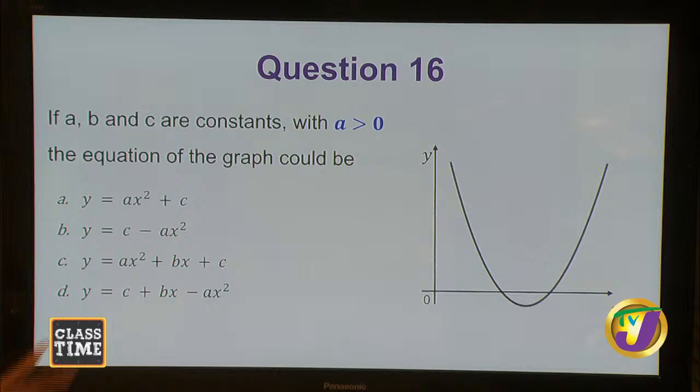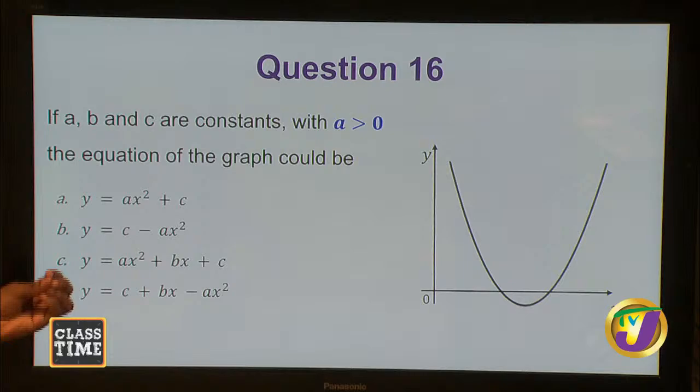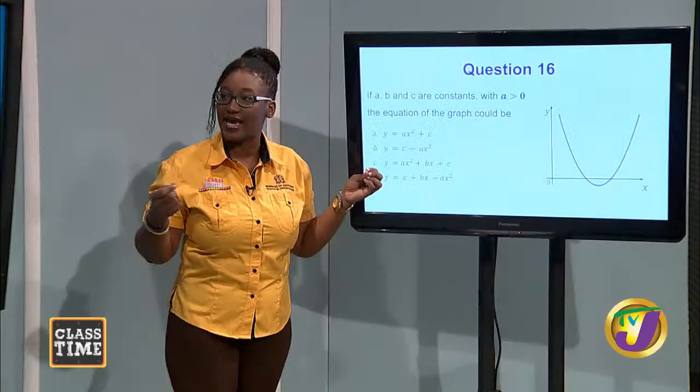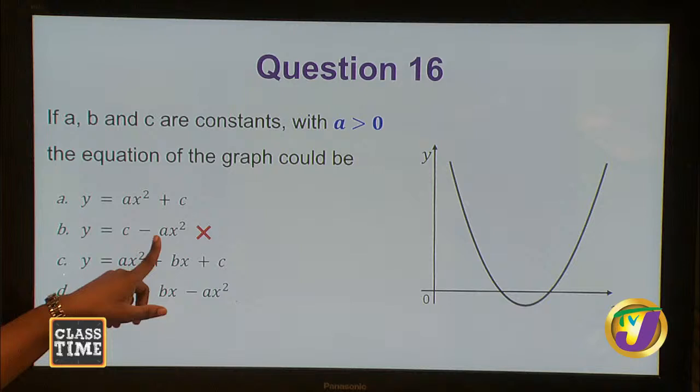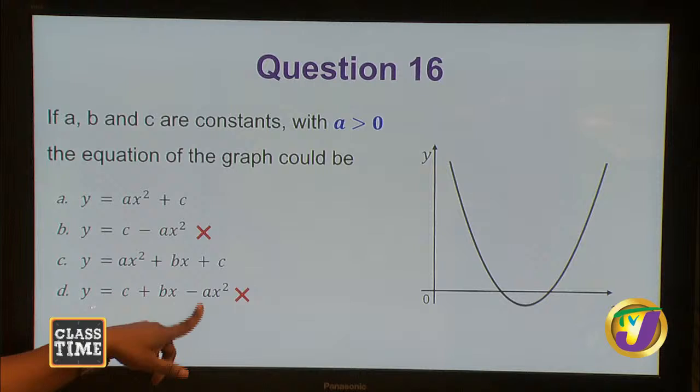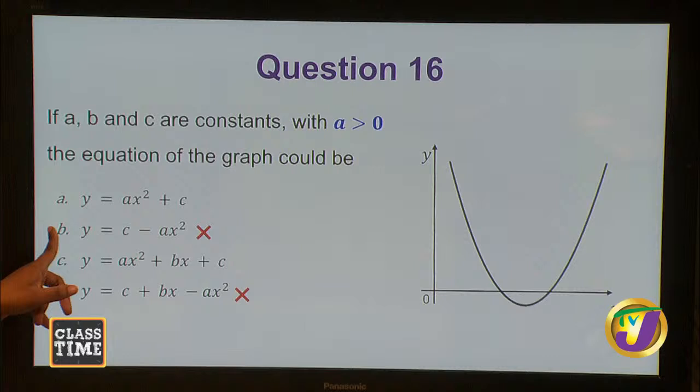Now, let's examine the equations here. So we're looking for A being some positive value. So we're eliminating anywhere that we see A showing up as negative. Which would be B here, because we have negative A here. And let's check this one. Aha. So we can eliminate those. So we're looking at the x squared term. So graphs for equations like B and D would be sad. So we're choosing now between A and C.